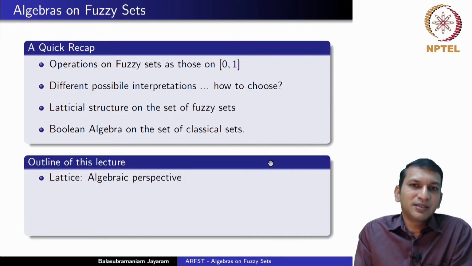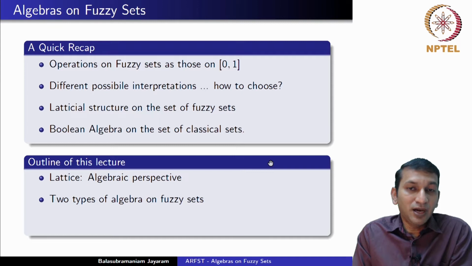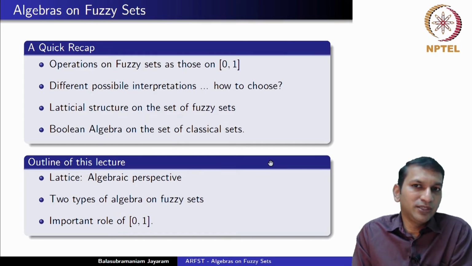In this lecture, we will continue looking at lattices from an algebraic perspective. We will show that at least 2 different types of algebras are possible to be imposed on the set of fuzzy sets. And once again, we will see the important role played by the unit interval [0,1].